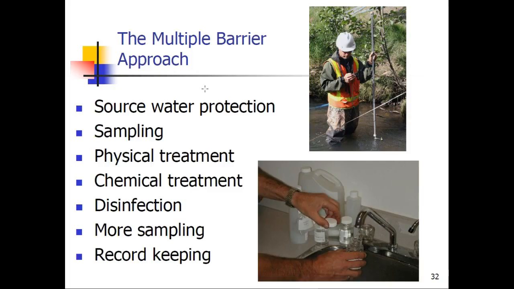The EPA set up what's called the multiple barrier approach. So, what are we looking at? Source water protection, sampling, physical treatment, chemical treatment, disinfection, more sampling, and record keeping. You can't keep enough records. And again, we'll get into the historical data side of this at some point, but record keeping is absolutely critical.